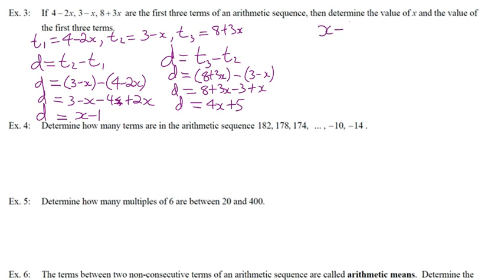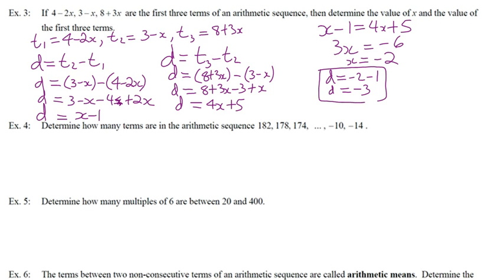So now we go up here and we say, well, x minus 1 is equal to 4x plus 5, which means 3x is equal to -6, and x is equal to -2. And then D is equal to, you know, or you could go 4 times -2 plus 5, which is -3. Okay, so we know x and D, right? Well, we don't really need D, I guess, do we? We don't need D. We could just get by with x. Optional.